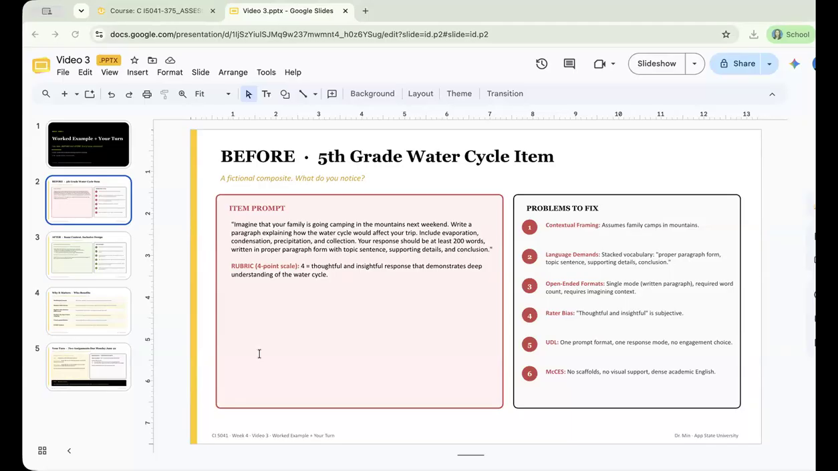That is normal, by the way. Every item we write has issues until we revise it. The good news is every single one of these problems has a specific fix. So let's look at the after.